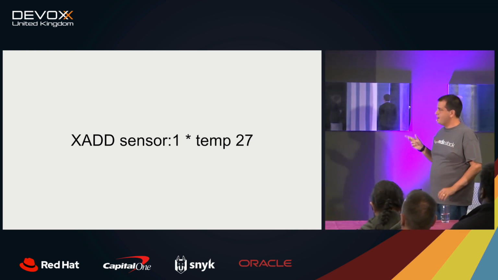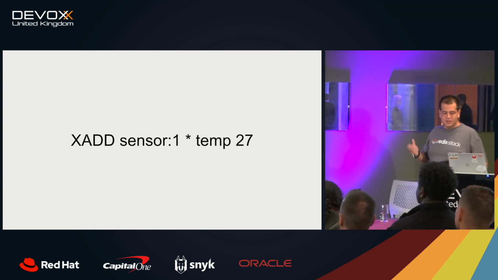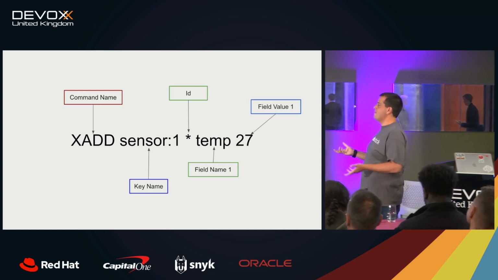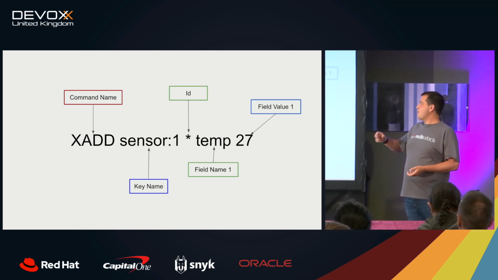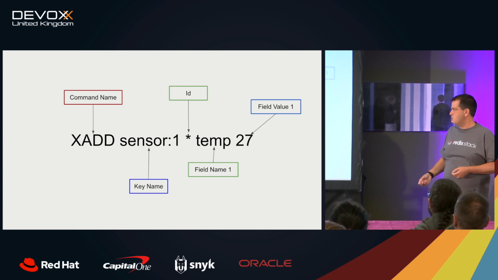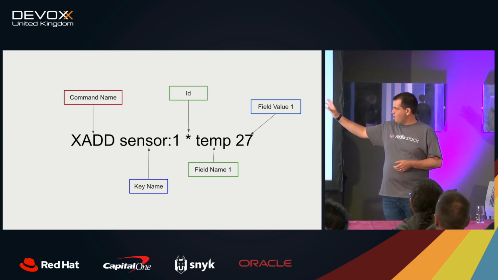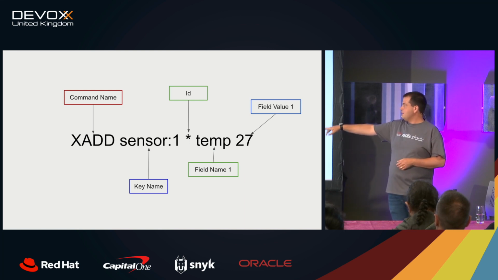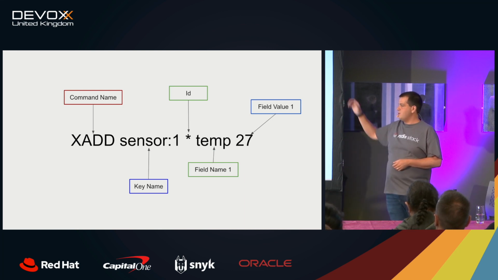So this command right here, XADD, is showing you an example of what you might do. You might have a piece of equipment out in the field somewhere that you want to send temperature data to a particular stream through. So you would send it for this particular sensor, and you would pass it the ID star, a field name and field value. So temperature is 27, right?